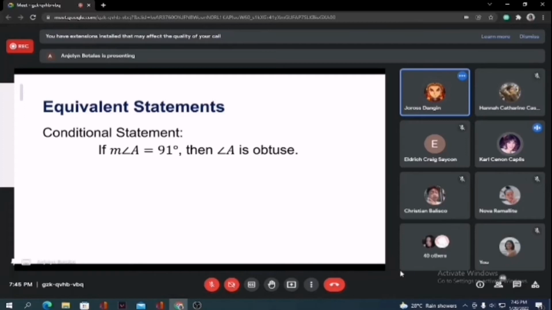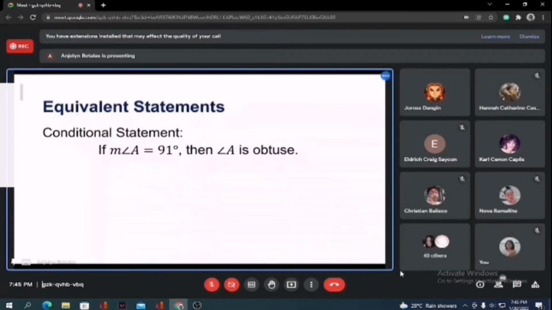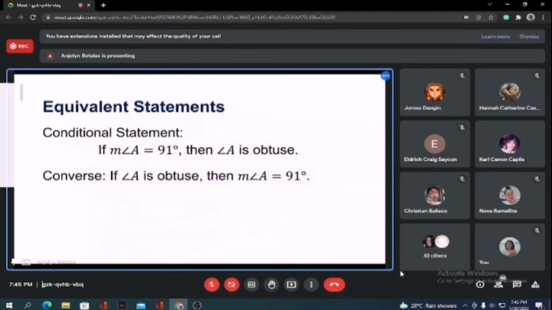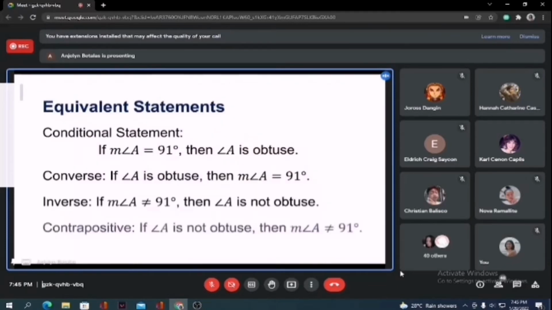Answer. If angle A is not obtuse, then the measure of angle A is not equal to 91 degrees. Very good. That is correct. In my PowerPoint, the converse comes first. So the conditional's equivalent is the contrapositive. The converse and the inverse are also equivalent to each other.